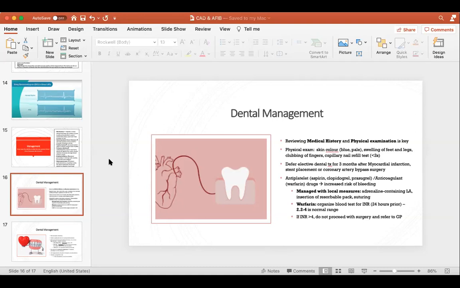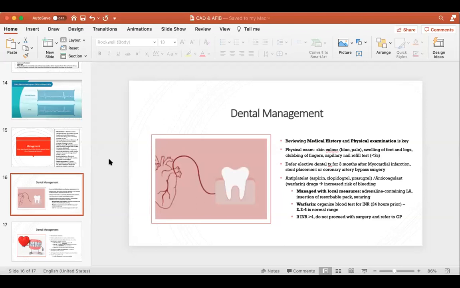Physical examinations, such as assessing their skin color, the swelling of feet and legs, clubbing of fingers, or the capillary nail refill test, can help you see if there are any abnormalities. This I learned from shadowing Dr. Hassan. It's actually a really useful tool.